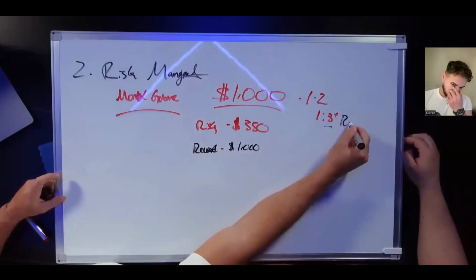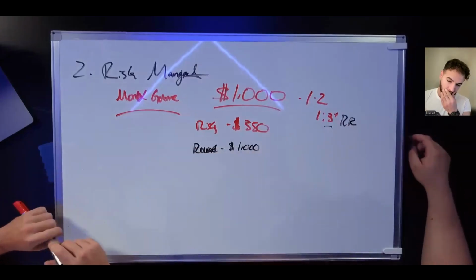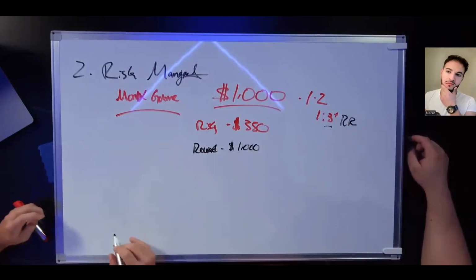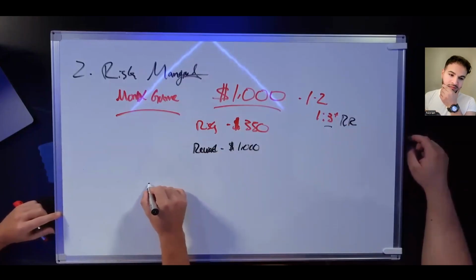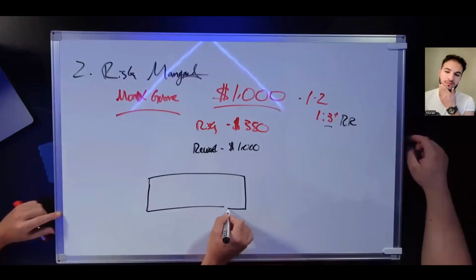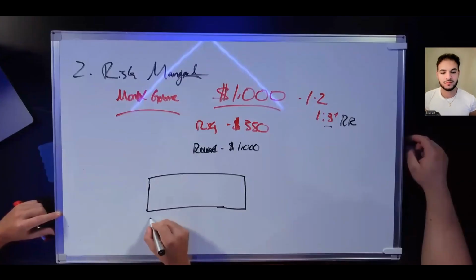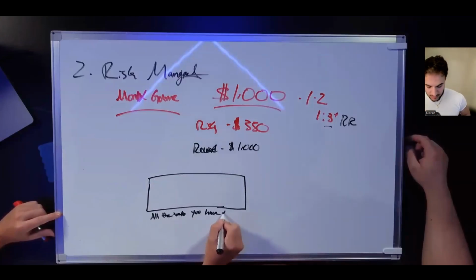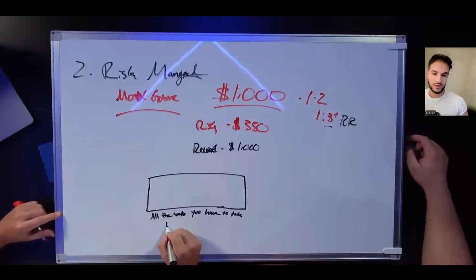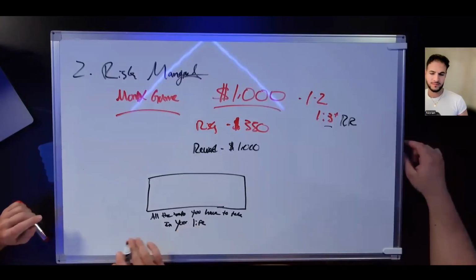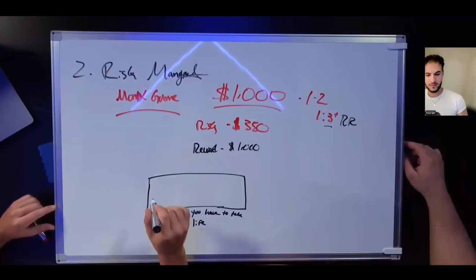Because we're always going for a 1 to 3 RR. Now, the best way that I like to explain your first trade is with a punch card. And I actually learned this from Mr. Warren Buffett, right? So let's say I give you this punch card, and these are all the trades you have to take in your life. So the trades that you can take in your life are on this punch card right here.